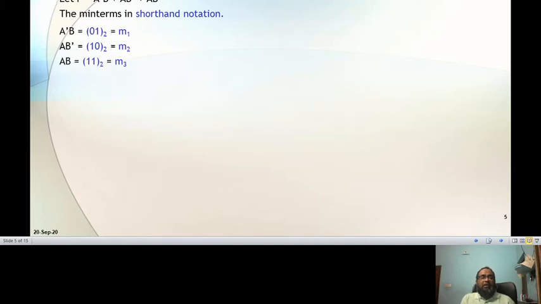Now, we can convert these minterms into shorthand notation, or in terms of small m. How is it possible? Please look very carefully. The term a bar b, actually a bar corresponds to 0.